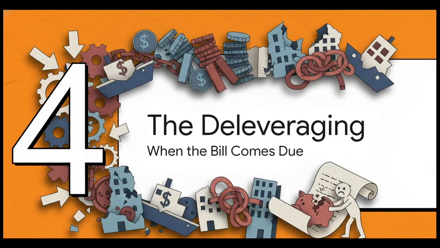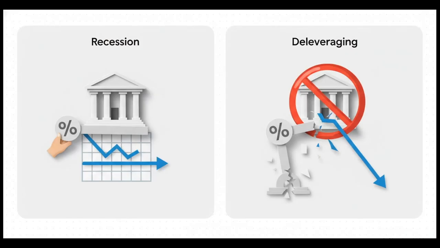So what happens when the party stops and that massive debt bill comes due? It kicks off a process called a deleveraging, and how it's handled is absolutely everything. Now, this is a really critical distinction to make. A recession is not the same as a deleveraging. A recession is like a temporary dip. You can usually fix it by lowering interest rates to get people borrowing again. But in a deleveraging, interest rates are already at zero, the central bank is out of ammo, and the old fix just doesn't work anymore.